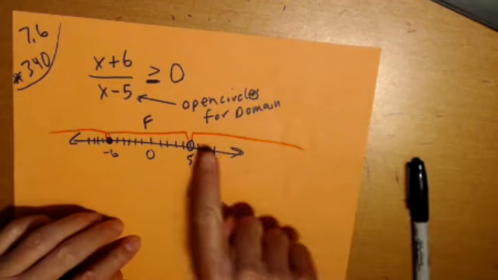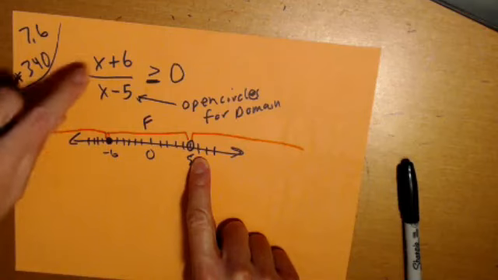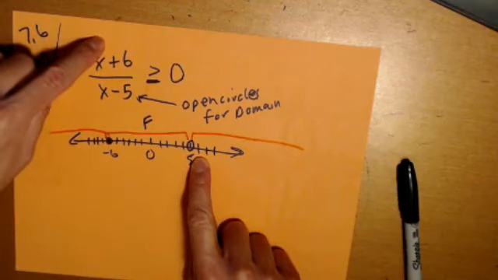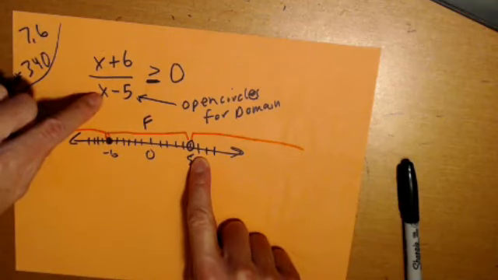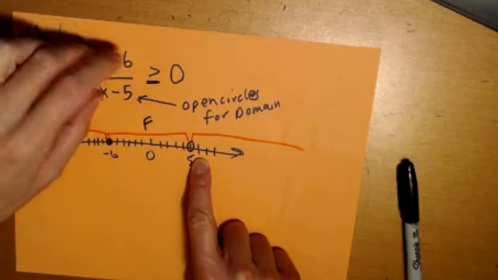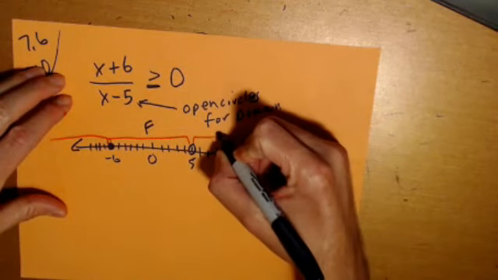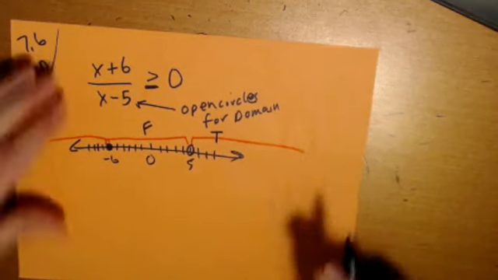Now let's pick a number over here. So maybe we pick something like 6. If I pick 6, that's going to be 12. And then 6 minus 5 is 1. 12 over 1 is 12. Is 12 greater than or equal to 0? Yes. So this whole area is true.